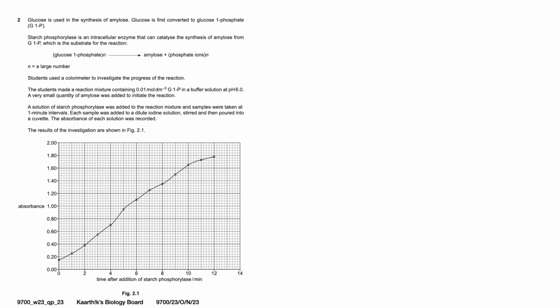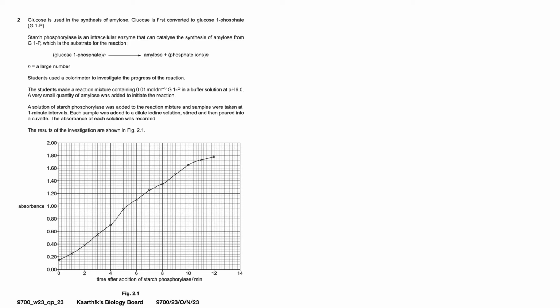Yeah. Second question. So glucose is used in the synthesis of amylose. Glucose is first converted to glucose 1 phosphate, that is G1P, and starch phosphorylase is an intracellular enzyme that can catalyze the synthesis of amylose from G1P, which is the substrate for this reaction. So here glucose 1 phosphate is getting converted to amylose and some phosphate ions are being released.